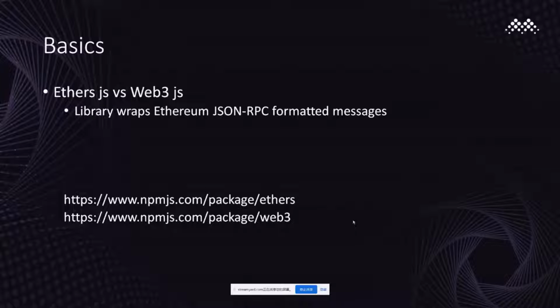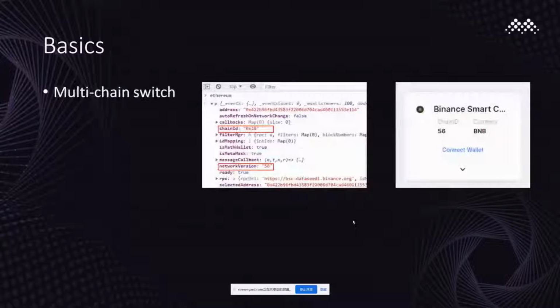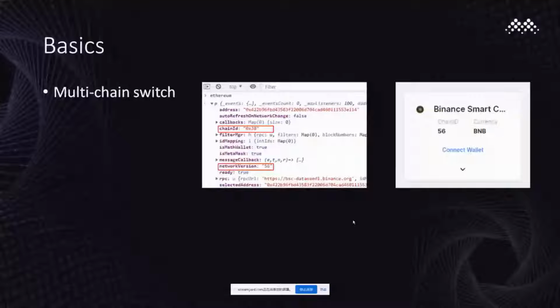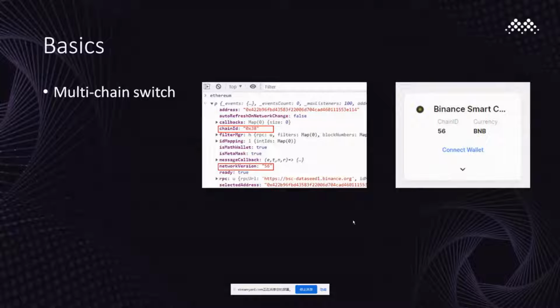Yeah, and the next basic is, we all know we are in a multi-chain world. Other than Ethereum, you have other EVM compatible public chains, including BNB Chain, right? So how do you connect your Dapp to the BNB chain instead of Ethereum?